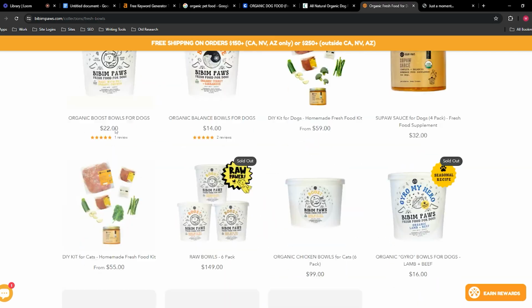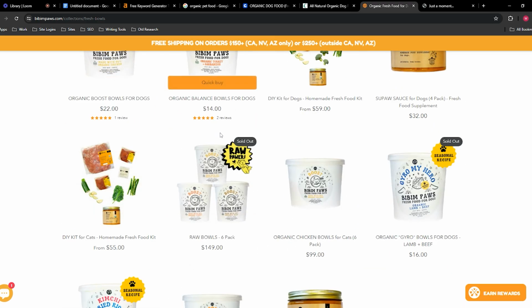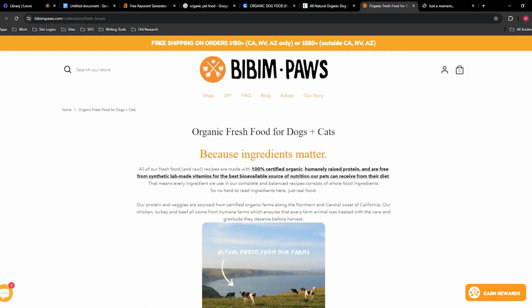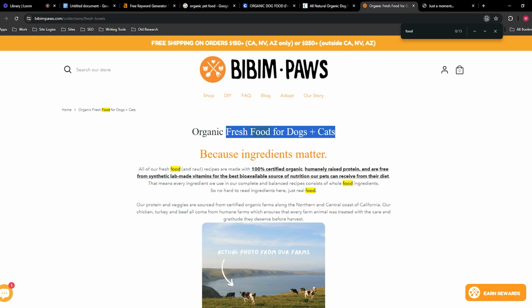So that's great. It's not very long. So it's still a product listing, but they also have content. So we'll do the same. We'll add food. So they have fresh food, whole food ingredients, real food, fresh food. So fresh food for dogs and cats. So these are good keywords. So the organic aspect is covered as well.